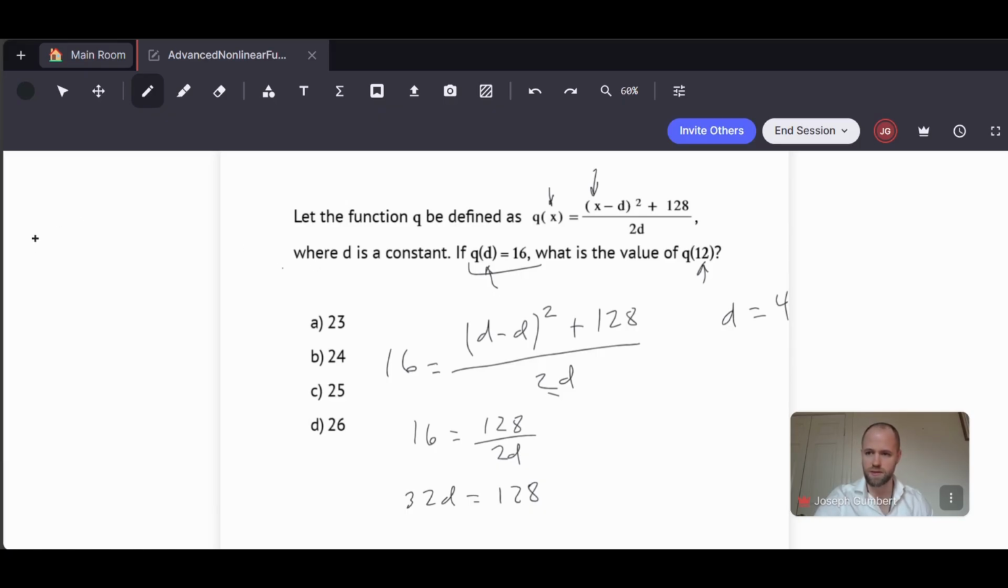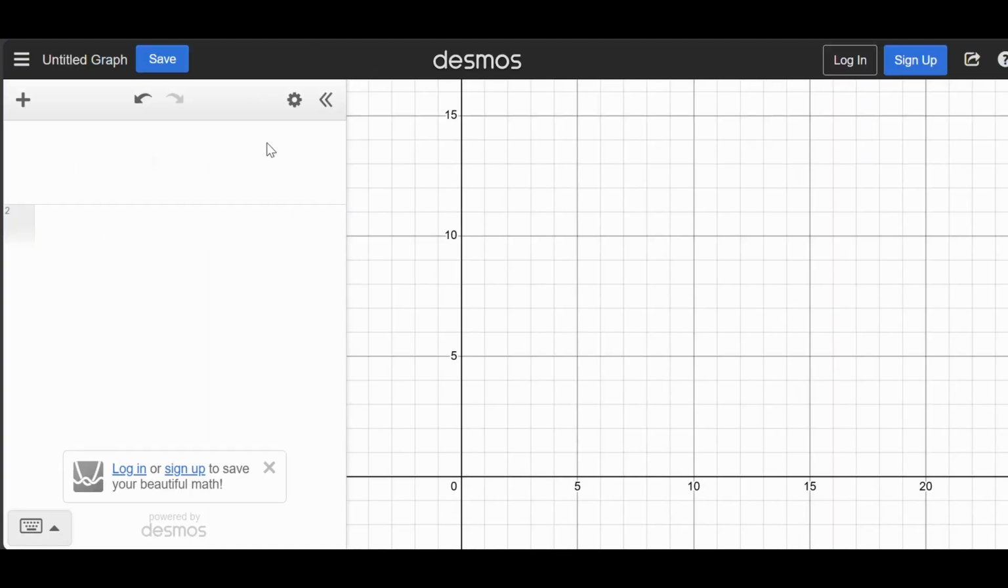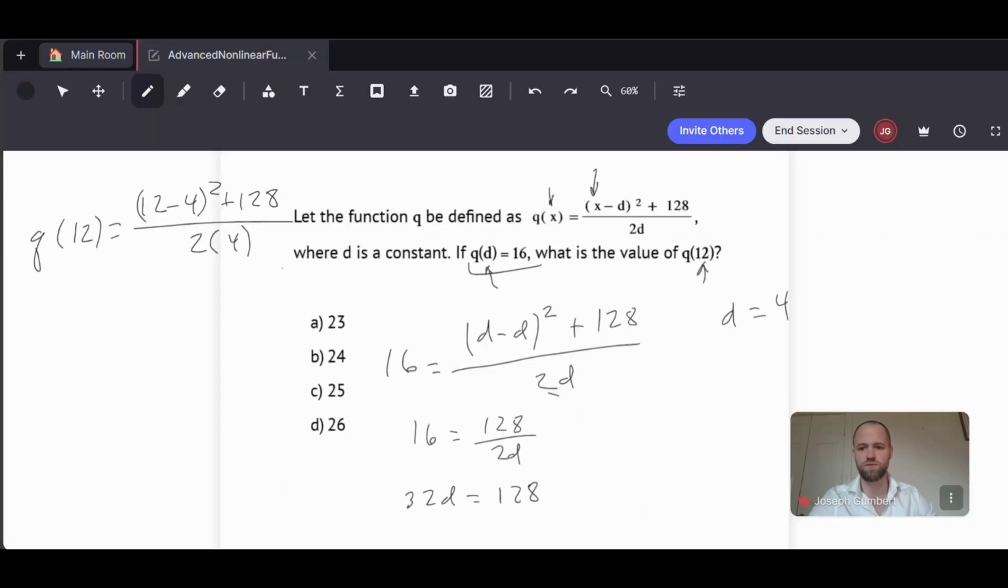So we could say then q of 12 is going to equal (12 minus 4) squared plus 128 all over 2 times 4. All right. So this is going to be 8 squared plus 128. So let's go ahead and see that. So 8 squared plus 128, and then that was all over 8 then. All right, and so we get 24 then as the correct answer.